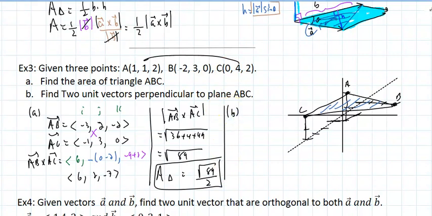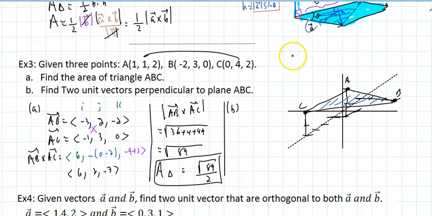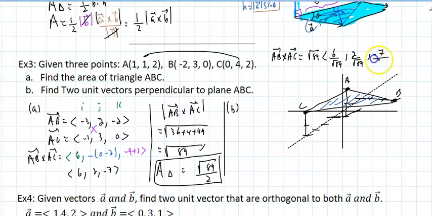Now, part B is something that keeps on coming back over and over. Find two unit vectors perpendicular to the plane. Now, remember, I could take vector AB crossed with AC. Since the length is square root of 89, I could say that's 6 over radical 89, 2 over radical 89, and -7 over radical 89. This would be the length, and this would be the direction.